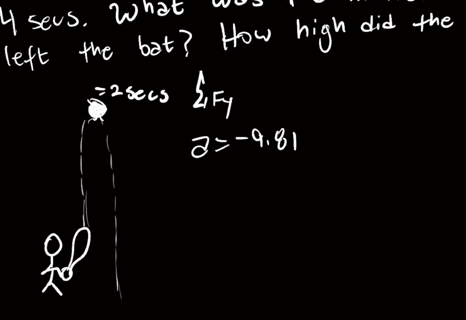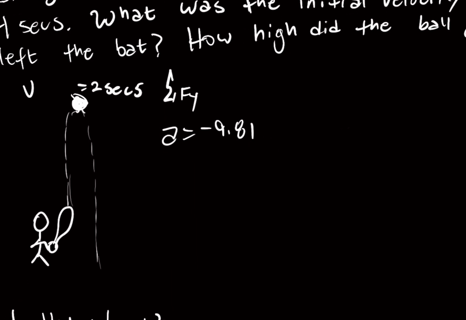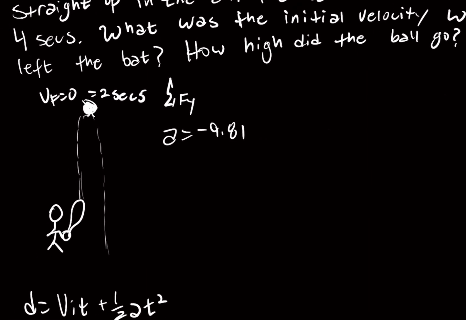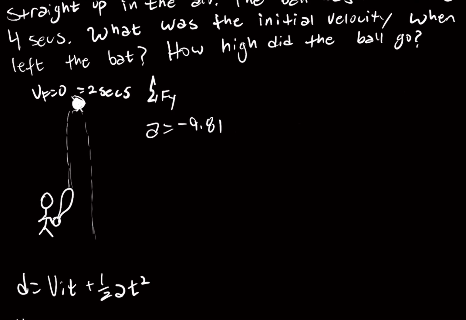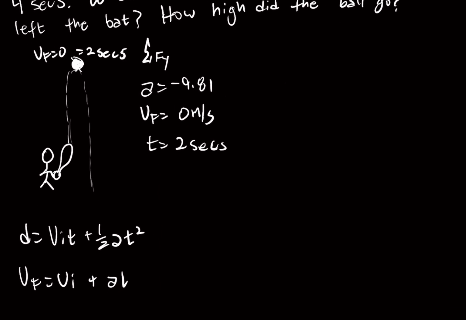And since we are solving for just at the top, we can also assume that the final velocity when the ball reaches the peak is 0. So that gives us two pieces of information. So final velocity at the top is 0 meters per second, and our time is 2 seconds. So we have three pieces of information.